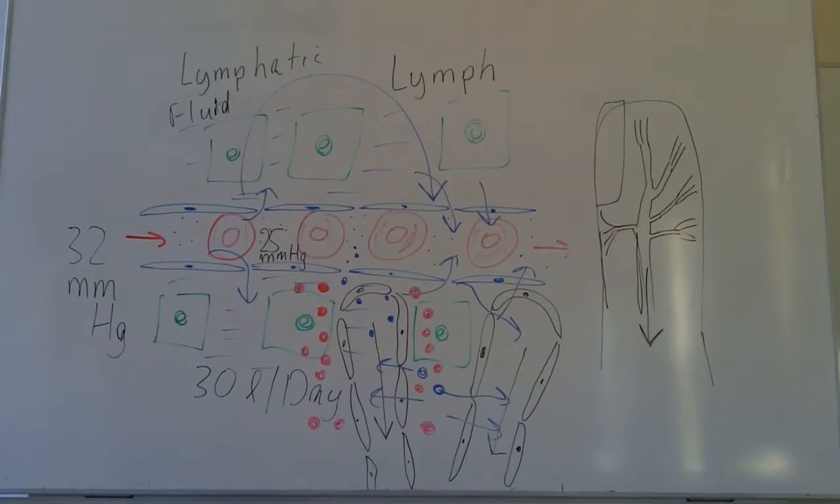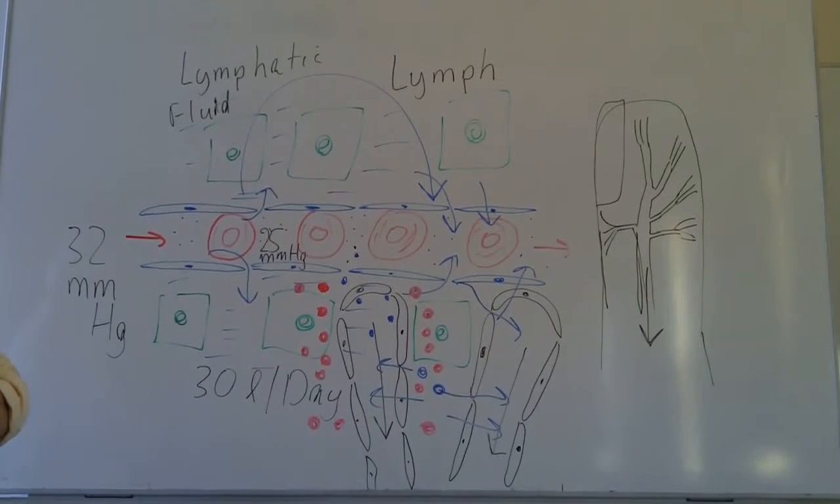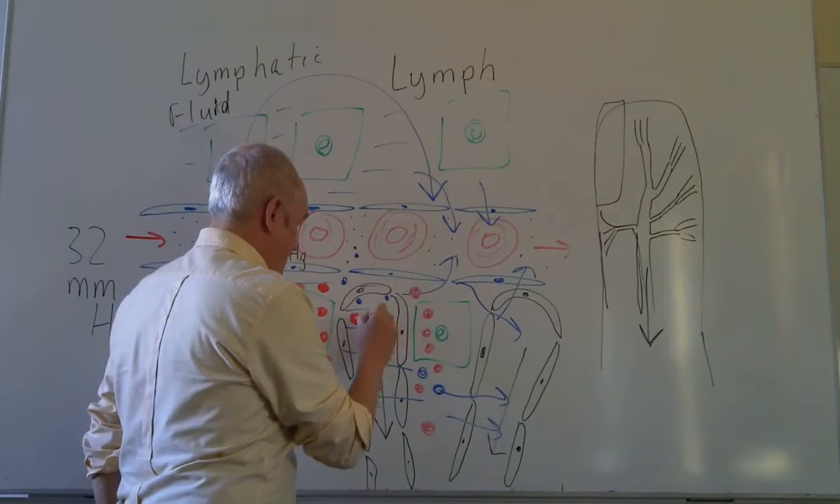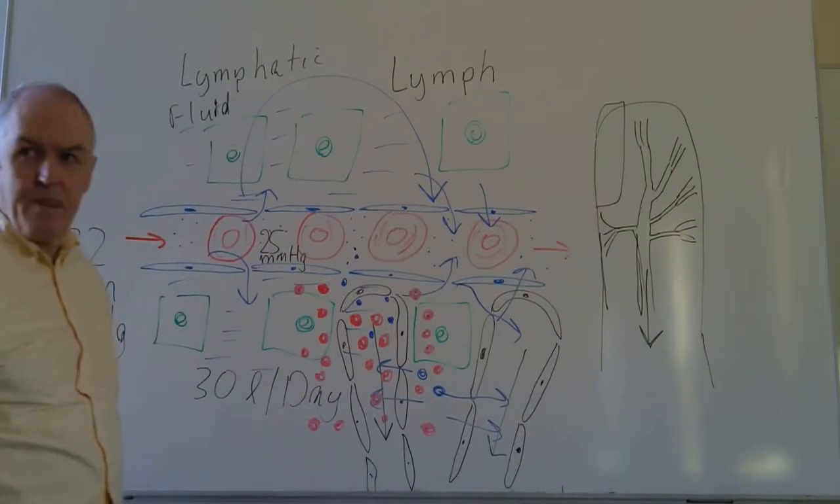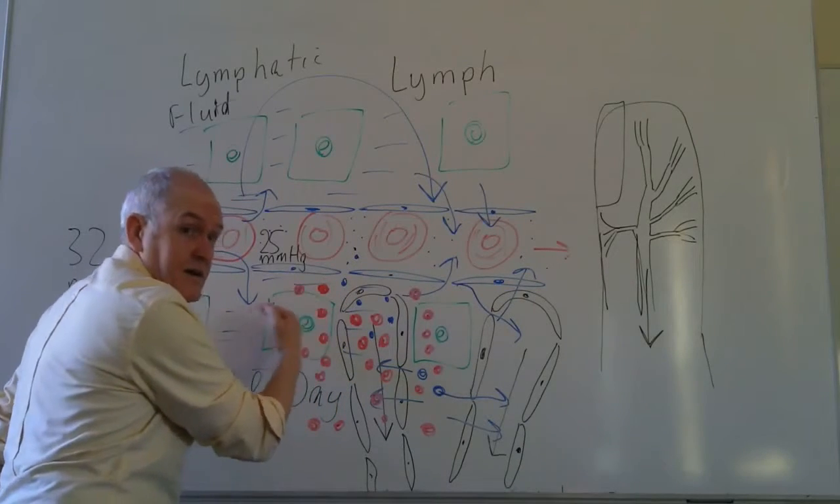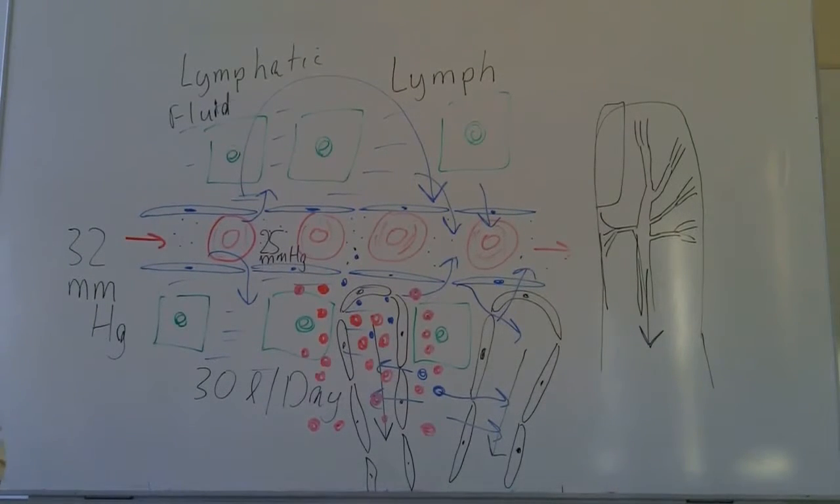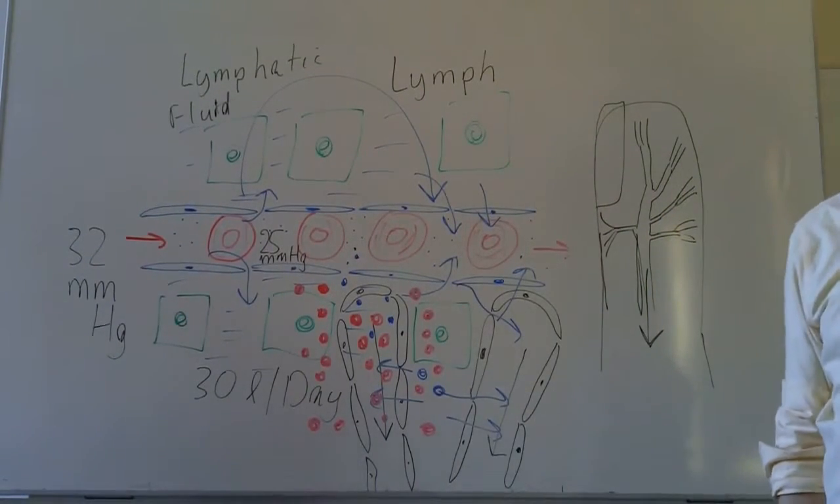So as well as draining the excess tissue fluid, as well as draining the plasma proteins that might escape, these lymphatics are actually quite good because bacteria can get into them, can migrate into them, because these cells are floppy. But once the cells are flopped, they're not going to flop the other way. So once the bacteria are in, they're stuck. The lymphatic drainage capillaries allow bacteria to flop in, but they don't allow bacteria to flop out.